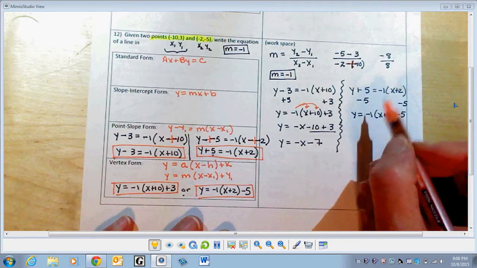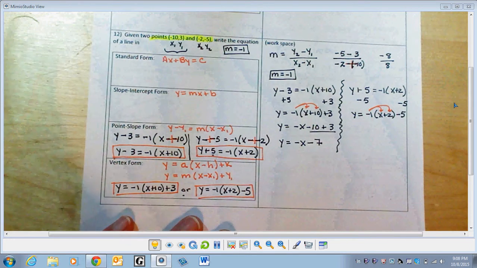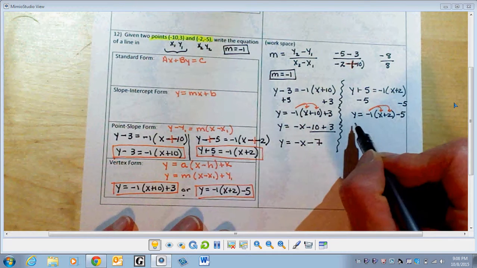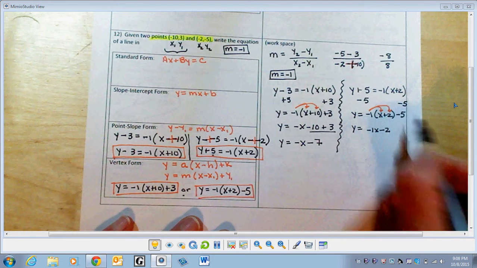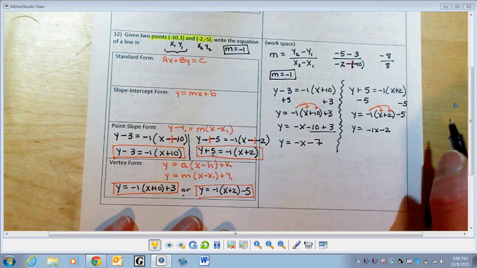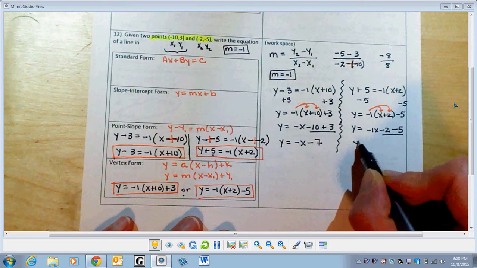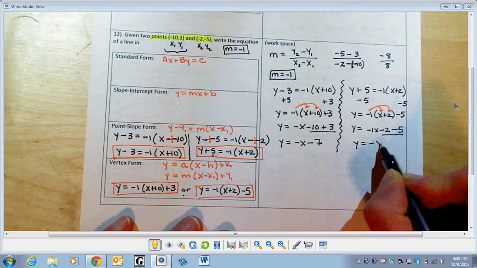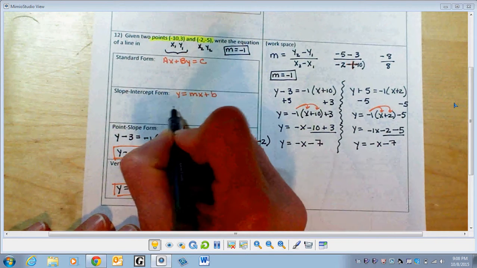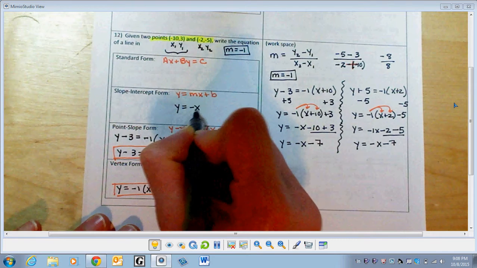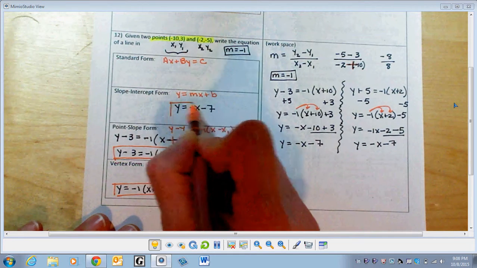So just like in the other one, I'm doing GEMDAS to simplify, so I have to multiply before I can add or subtract. So this means y is equal to negative 1x minus 2. This negative 5 is not inside the parentheses, so it does not get multiplied. I just bring it down. Those are like terms, aren't they? So I get y is equal to negative 1x or negative x minus 7. Notice it came out to be the exact same equation. So that's y is equal to negative x minus 7. And that is my answer for slope-intercept form.